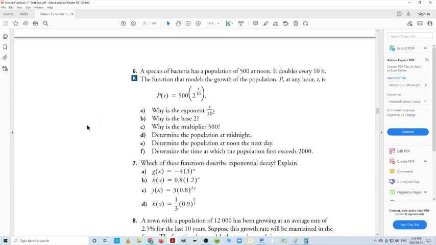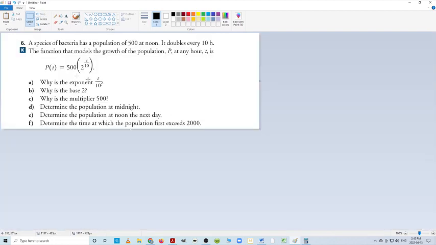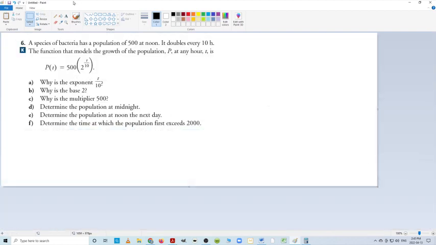Bacteria generally decays. And I can tell you right now this one's doubling. Sorry, it looks like hours. So every 10 hours this is doubling, because I can see the divider there is 10. And we can work out how I can figure that out. So bacteria starts with a population of 500 at noon. It doubles every 10 hours. There we go. The function is modeled by this formula, where P is the population based on the hour, and T is the hours.